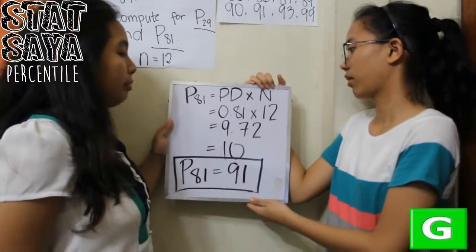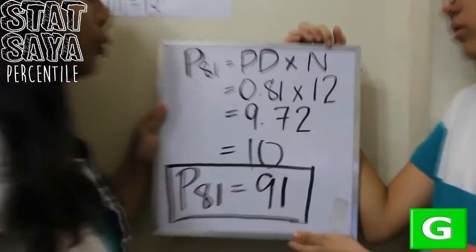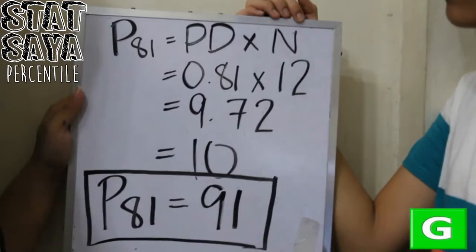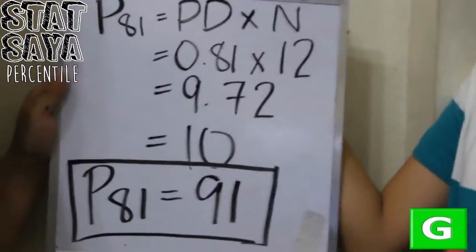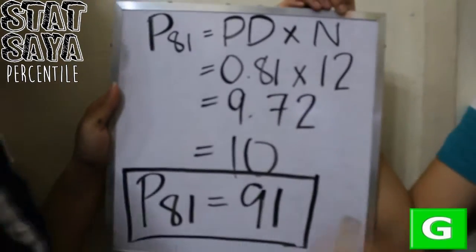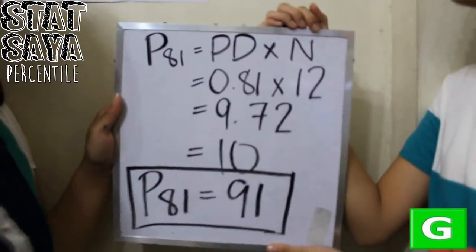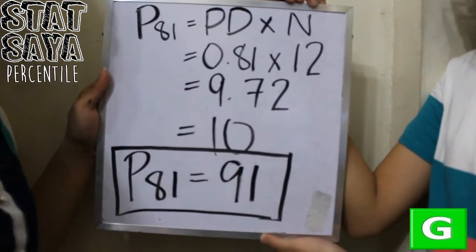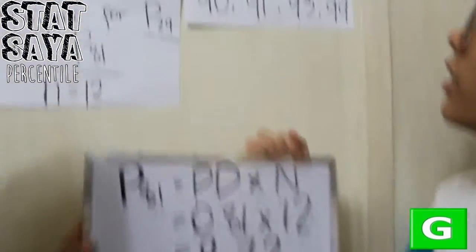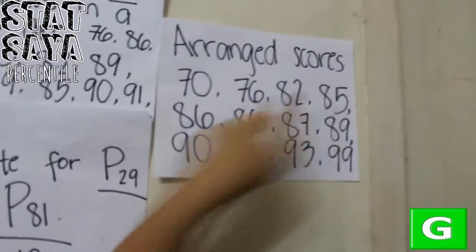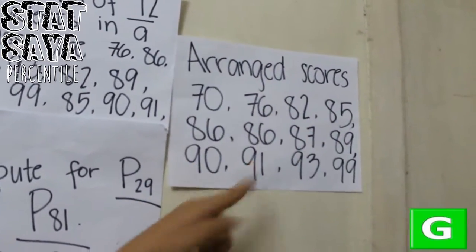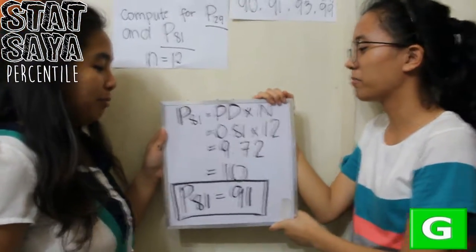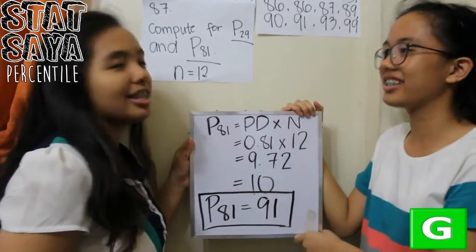Let's now compute for P sub 81. P sub 81 is equal to PD times N. For you to get the PD, divide the desired percentile, which is 81, by 100. So it would be 0.81. And multiply it by the total number of scores, which is 12. 0.81 times 12 is 9.72. Rounded off, it would be 10. And the 10th score in our scores is 1, 2, 3, 4, 5, 6, 7, 8, 9, 10, 91. So P sub 81 is equal to 91. The 81st percentile is the 10th score, which is 91.